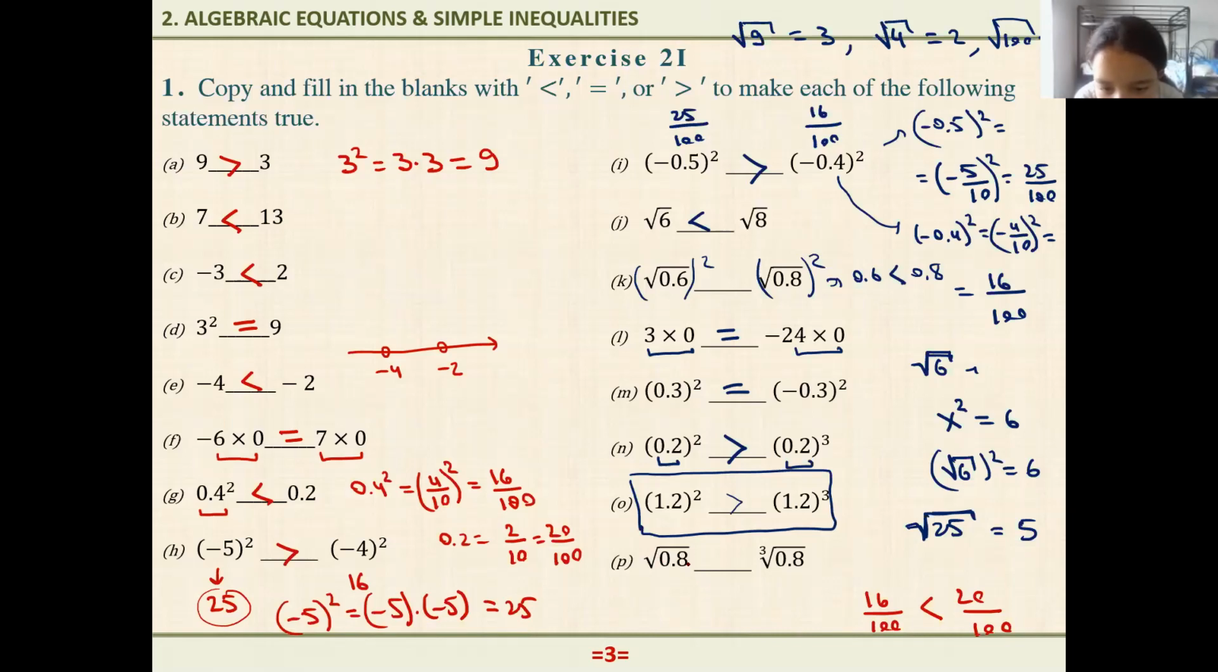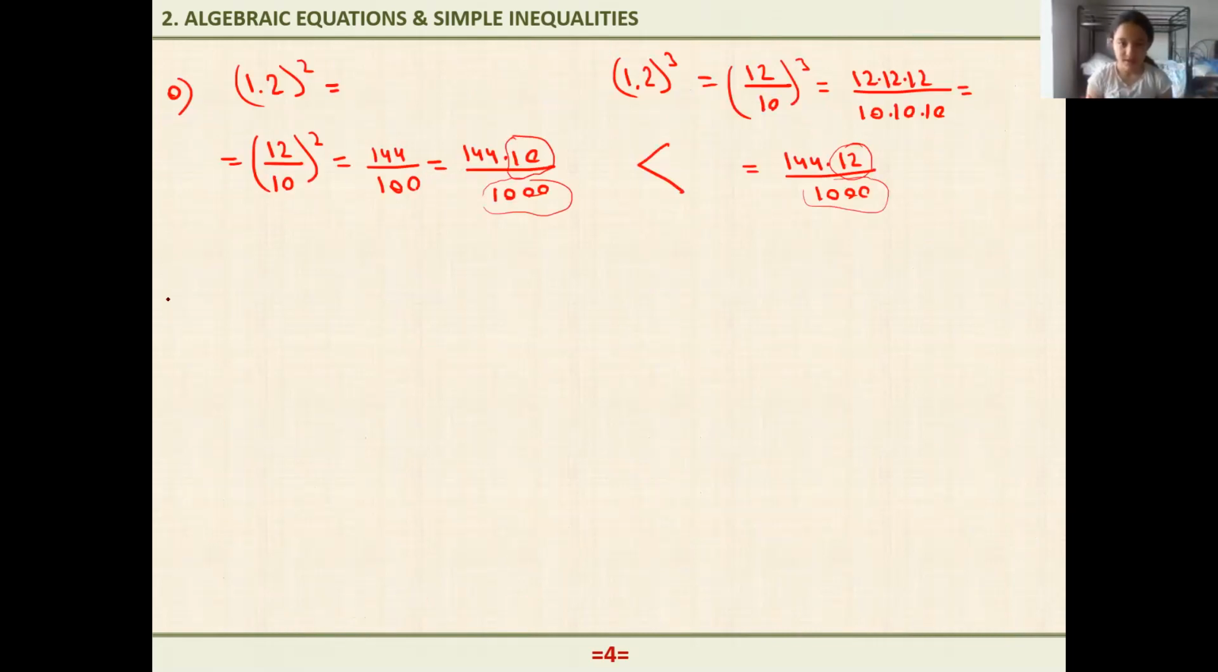0.8, square root of 0.8 and cube root of 0.8. Yeah, I think so. I'll try it. Let me just write here. This is P. Here we have square root of 0.8. And here we have cube root of 0.8.